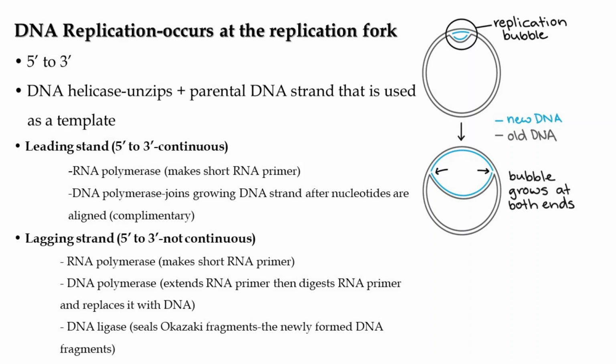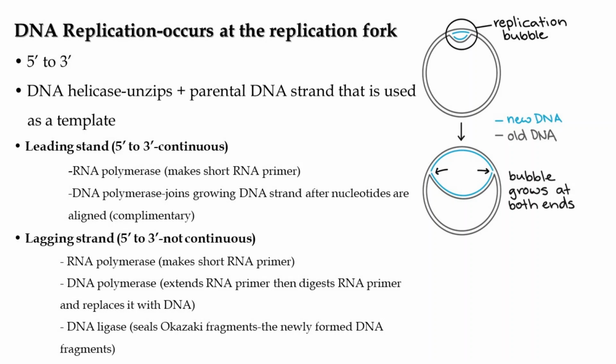Okay, so just an overview of the entire replication process. In a bacterial chromosome, you have a circular model. So a DNA bubble is formed over there. Now the bubble tends to grow in both directions, so a replication fork is created on both sides. You have the blue lines, which is the new DNA, and the black lines, which is the old DNA. So your DNA is synthesized in the 5' to 3' direction.